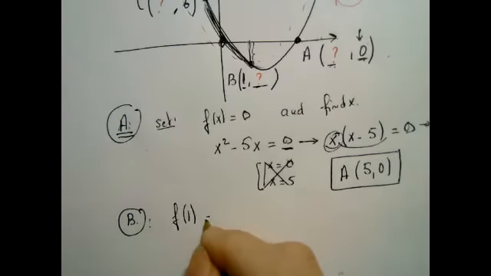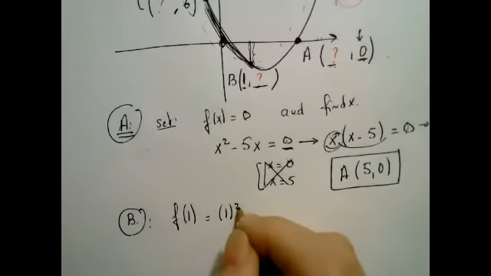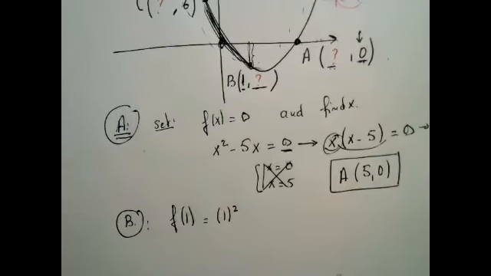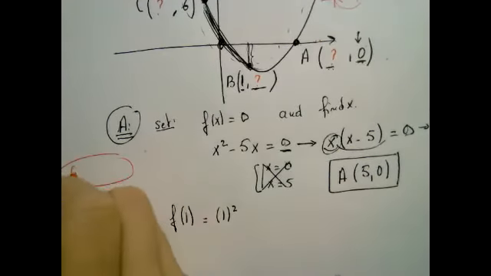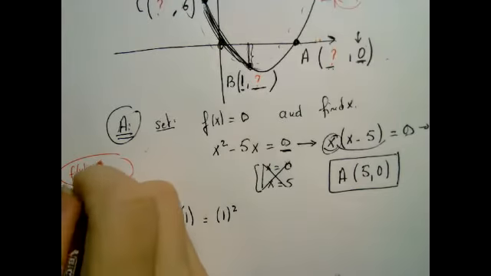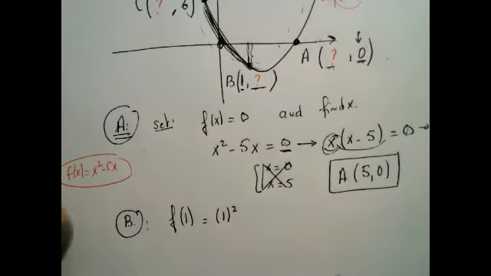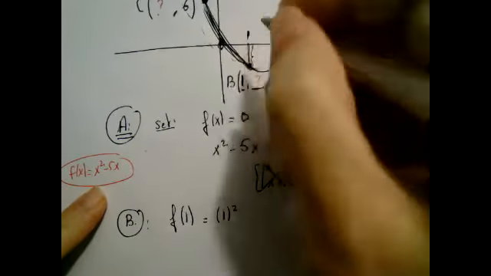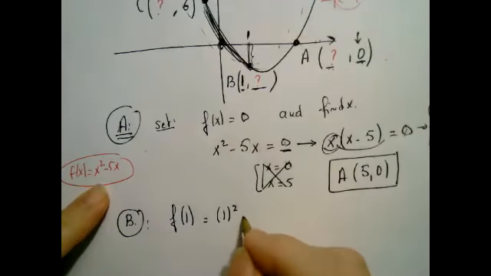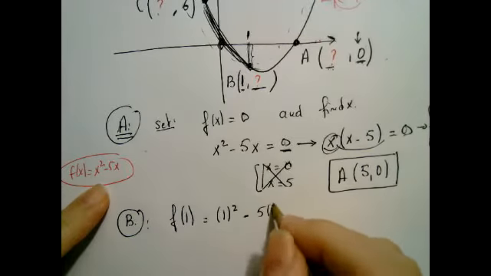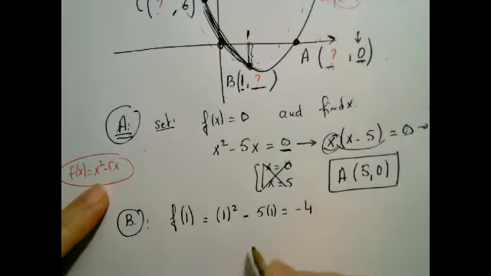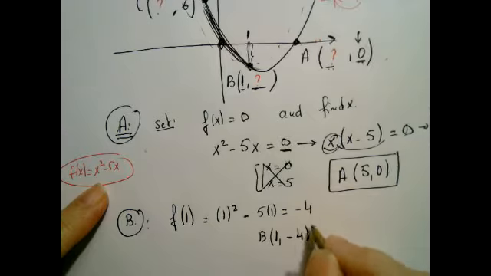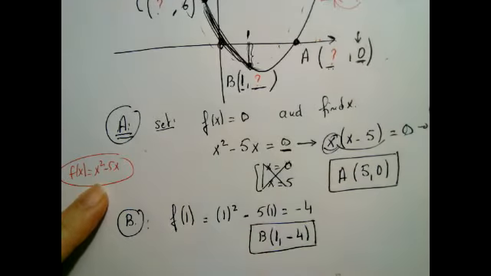So f of 1 here is 1 squared, because my function is, I keep writing the function in front of us because I'm losing it. So my function is x squared minus 5x. It means if this is 1, from here to here is f of 1. It means 1 squared minus 5 times 1, which is equal to minus 4. So the point B is (1, minus 4). That's my point B.